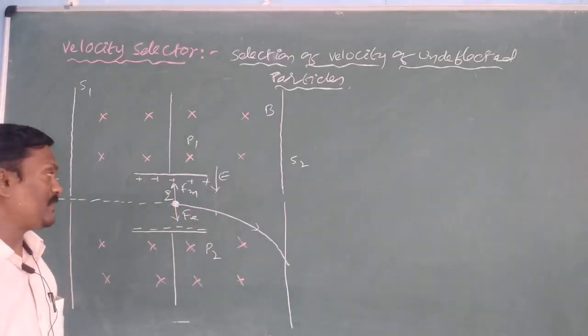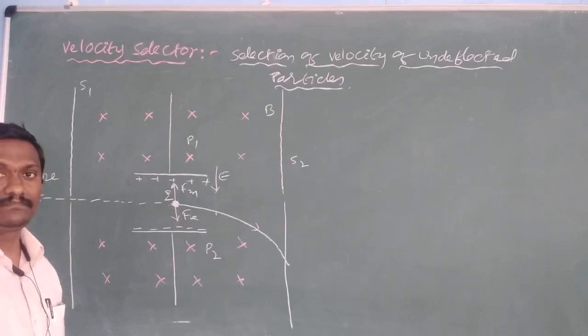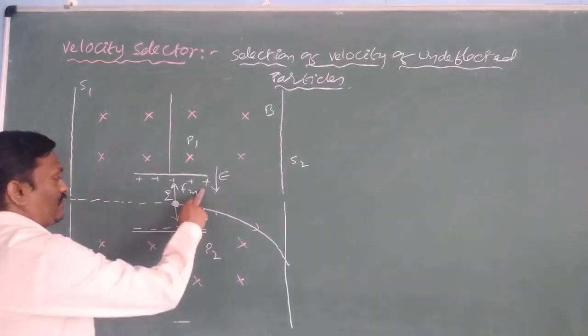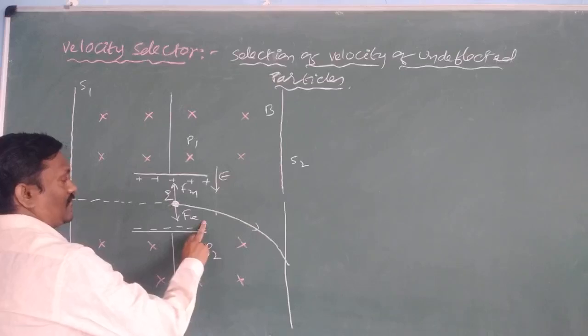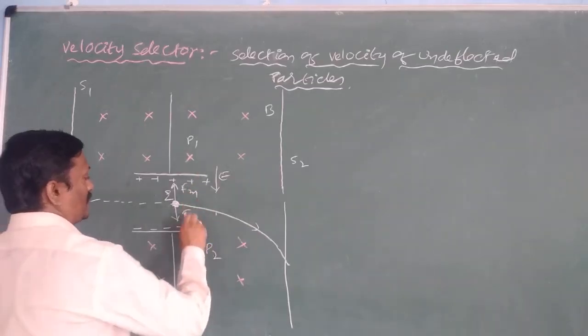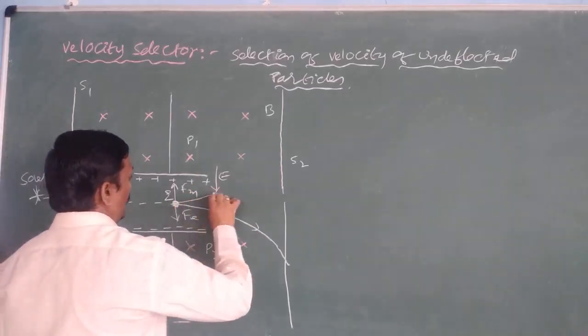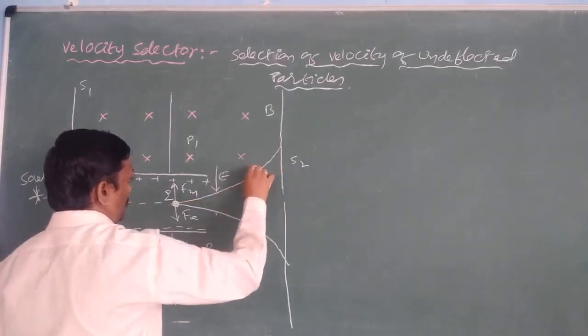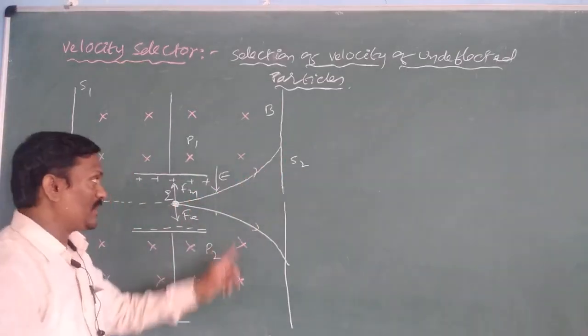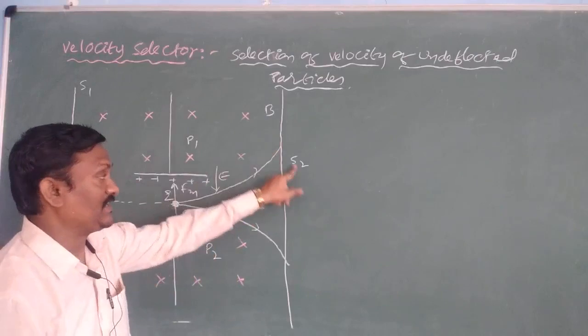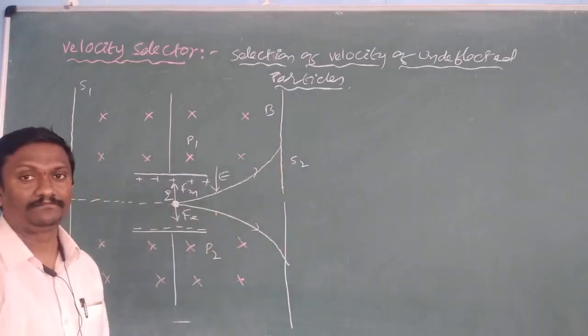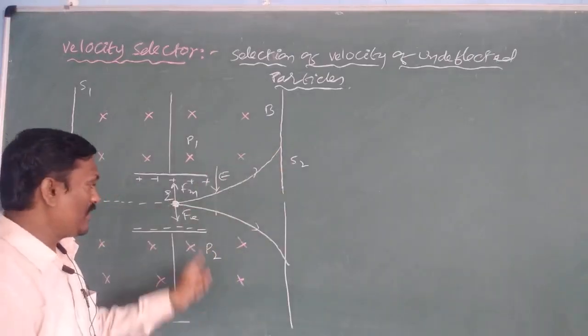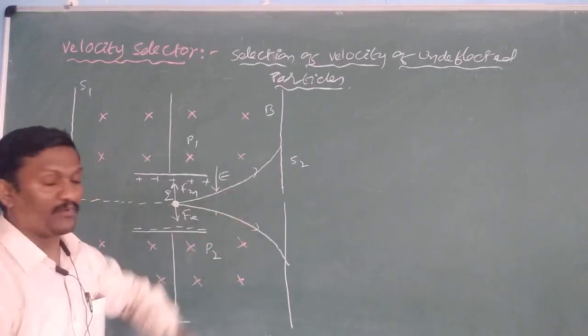In the case of some other particles, the magnetic force is greater than the electrical force. The upward force is greater than the downward force. These particles deflect in the upward direction, and these particles are also stopped by this slit S2. Some particles bend downward, some bend upward.